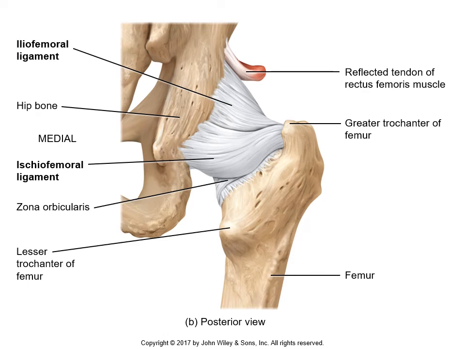Again, a posterior view, just like we saw before. From the anterior view, we saw the pubofemoral and the iliofemoral. If we want to see the ischiofemoral, remember the ischium, that's the sit-down bone. If you're sitting on a chair right now, the part of the hip bone you're sitting on is the ischium. So this ligament, which attaches to the ischium and extends out to attach to the femur, is the ischiofemoral ligament.